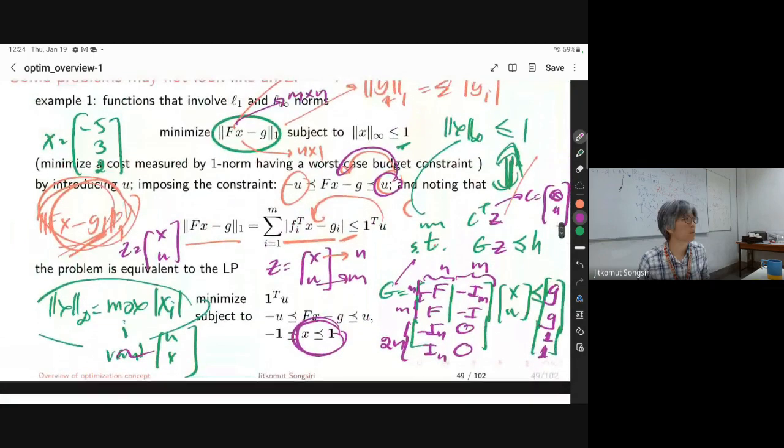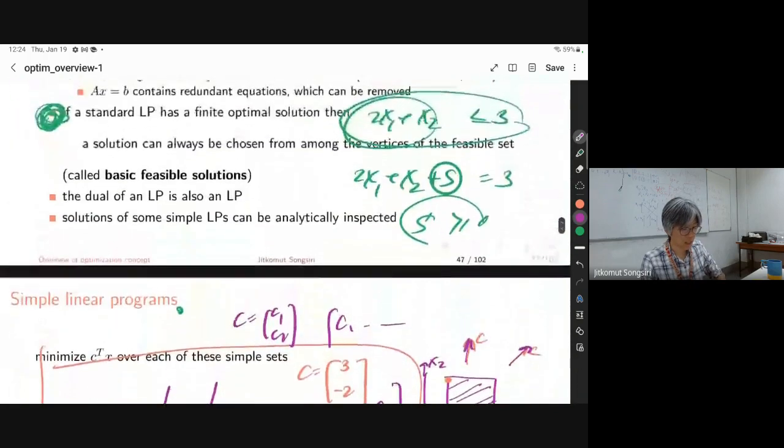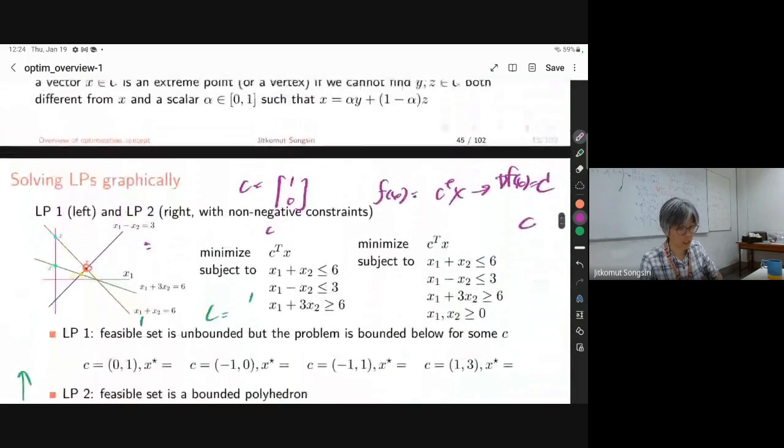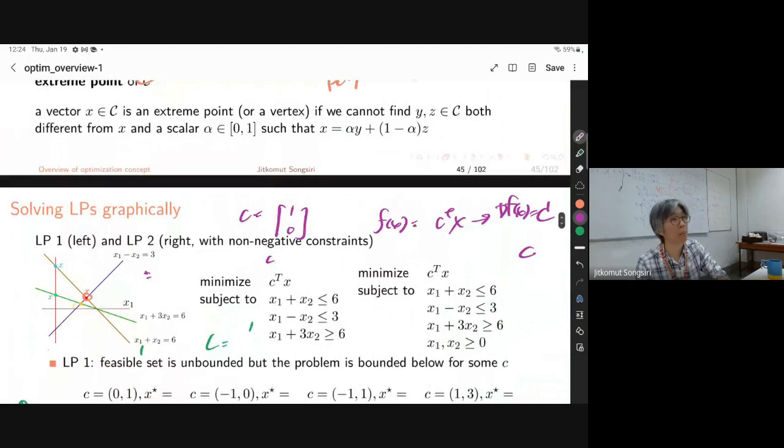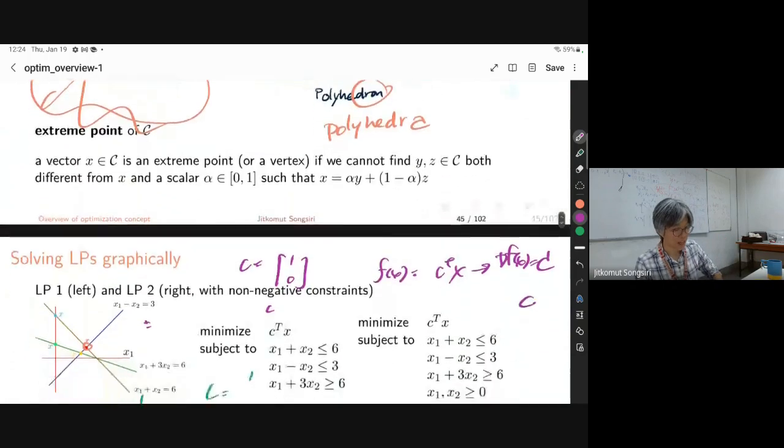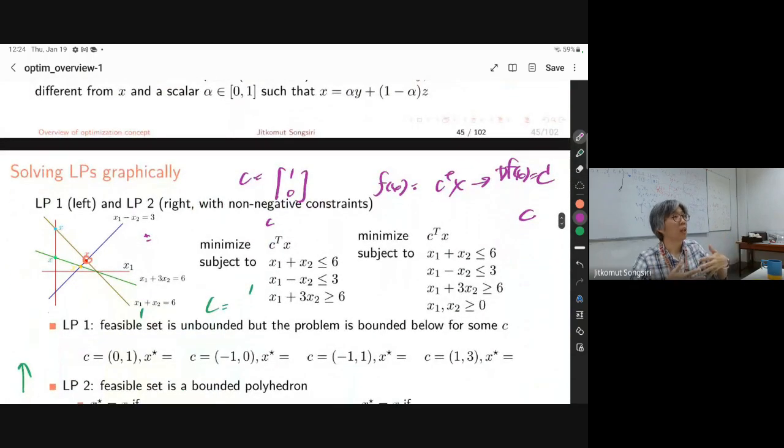Okay, that's about the LP. So in conclusion, when we learn about LP, I hope you recognize a problem in LP form. And then for simple LP, if it can be described by the graph, you can characterize the solution graphically.